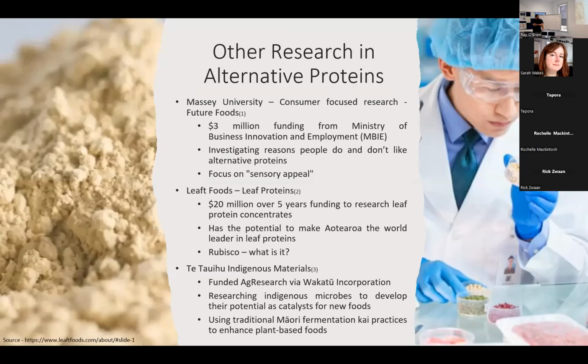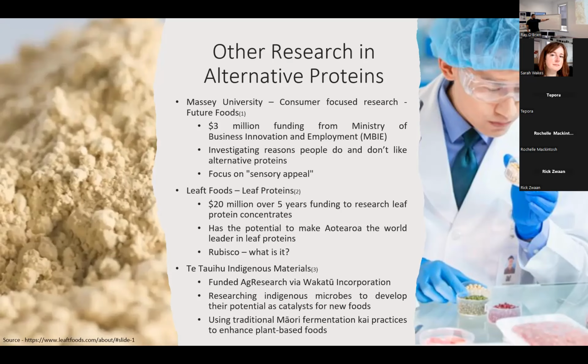So I just thought I'd touch on some other research that's happening. There's heaps, but this is perhaps some really good snapshots of what's happening around New Zealand. Massey University have a $3 million funded set of research investigating why people are or aren't using alternative proteins. A huge portion of that is a holistic health type thing, but a lot of it's around sensory appeal, so how they taste, how they feel in your mouth, those sorts of things. Leaf Foods is another one that's received quite a large sum of funding, and their whole thing is about proteins in leaves.